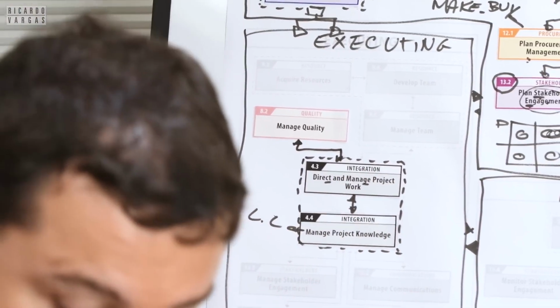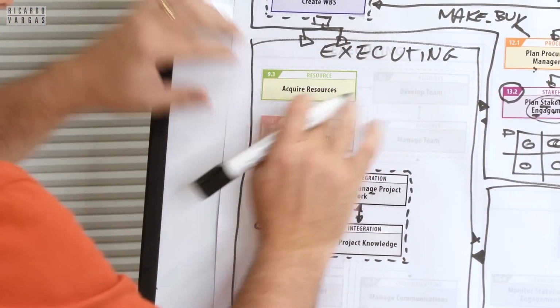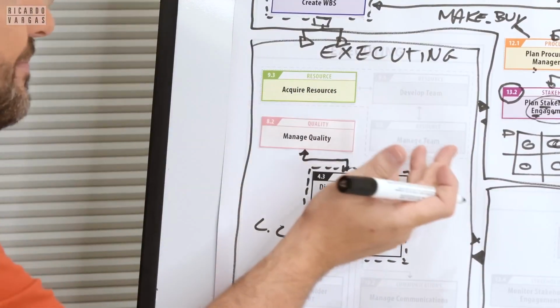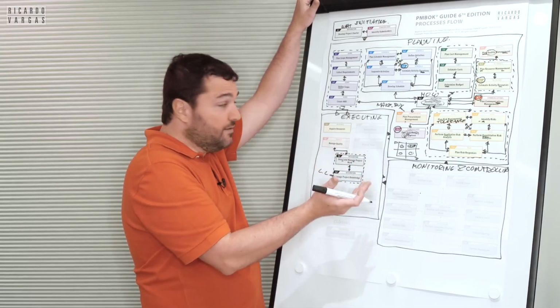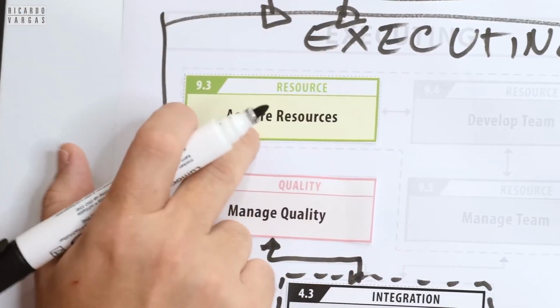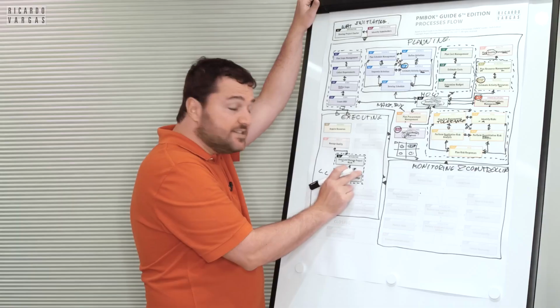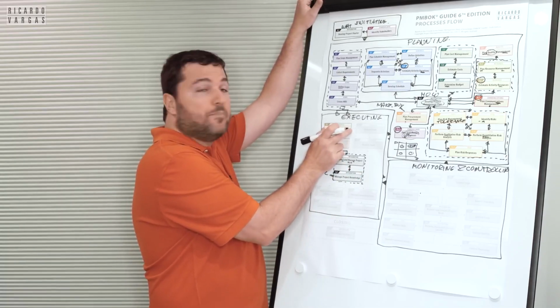Now related to resources. You will acquire the resources. Here is where you will hire new team members, buy materials, buy things. And this process is a central process here in the execution together with this, because the work will be done by these resources. And it's very important.